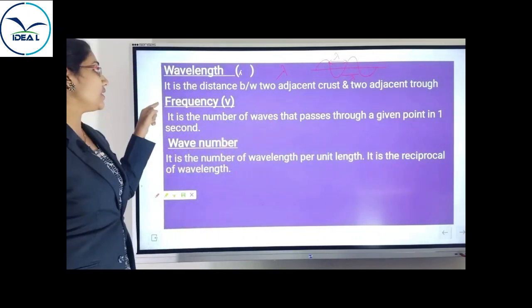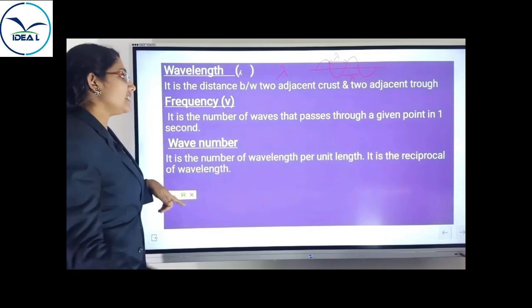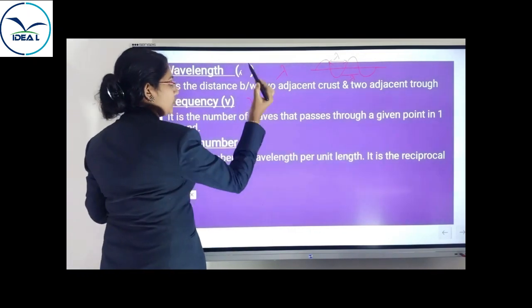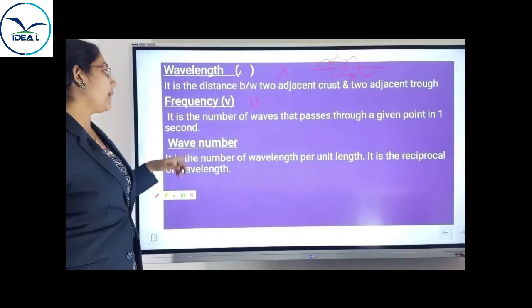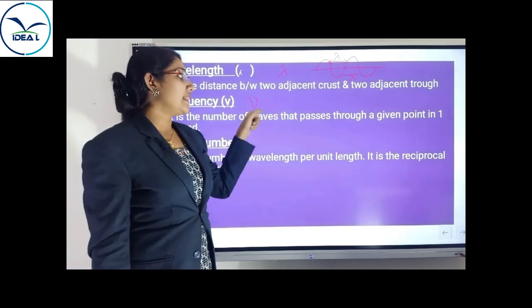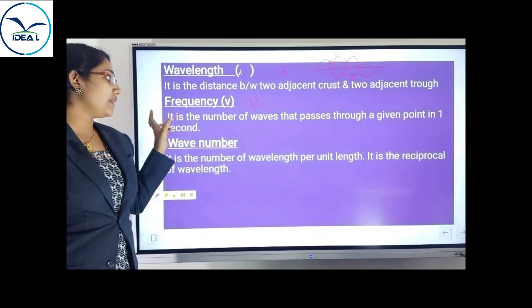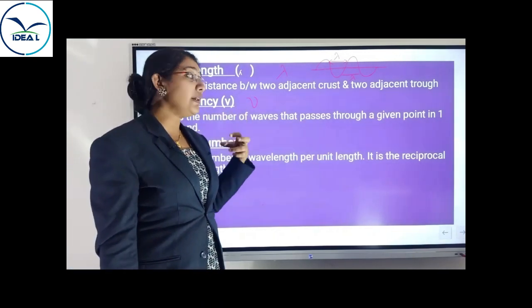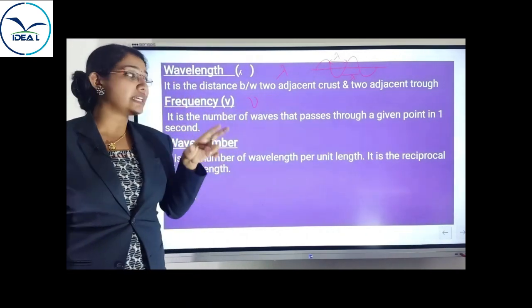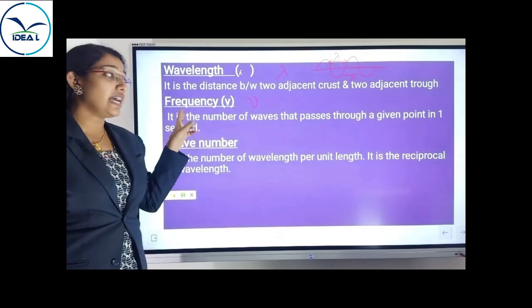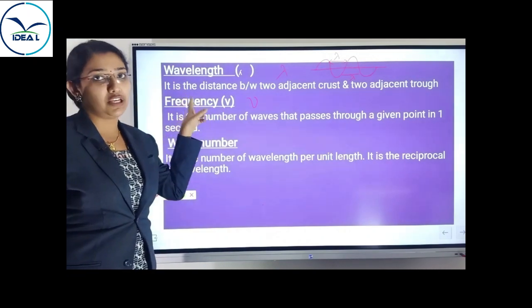Yes. Then the next term is frequency. It is denoted by nu. It is the number of waves that pass through a given point in 1 second. Frequency means the number of waves. How many waves pass through a given point in 1 second? That number of waves is known as frequency.